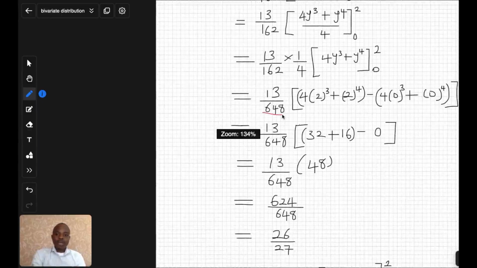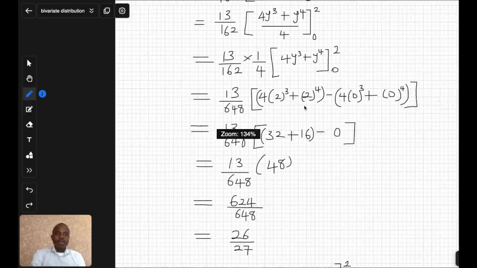And then we go on to substitute, to put the values of the limits here, now 2 and 0. So we'll put 2 here. And when we put 2 here, we are going to have this. So y raised to the power of 3 becomes 2 raised to the power of 3 here. Y raised to the power of 4 becomes 2 raised to the power of 4 here. So in a similar way, when we put 0, we have this. So the case where y is 2 and the case where y is 0.